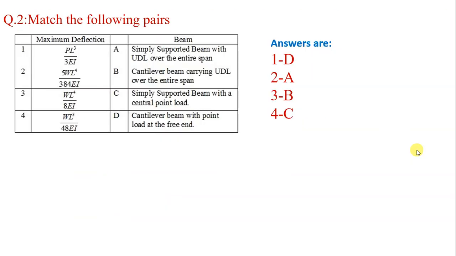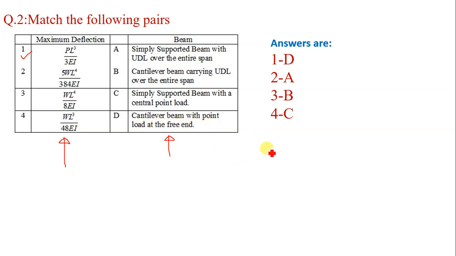Next, match the following pairs. In the left side column, values of maximum deflection are given, and in the right column, the type of beam is given. The first is PL cube upon 3I. Its answer is cantilever beam with point load at the free end.